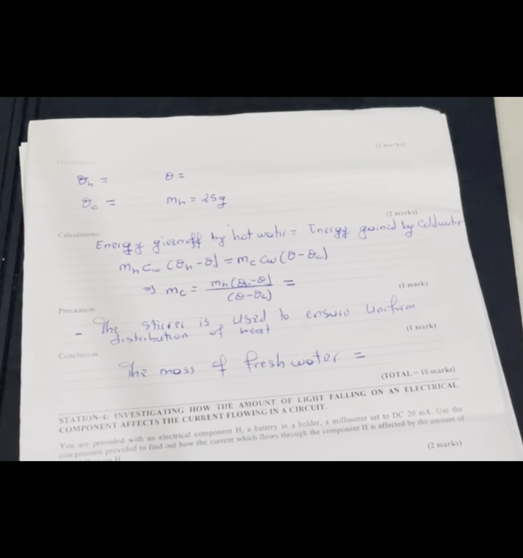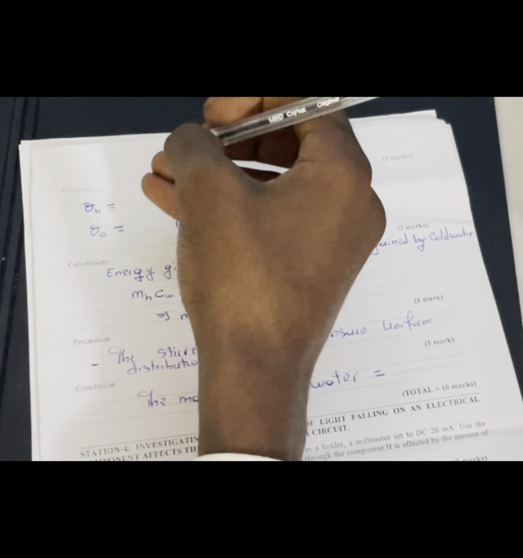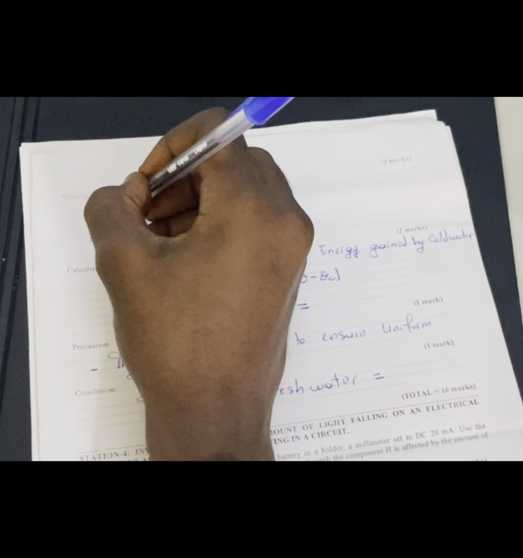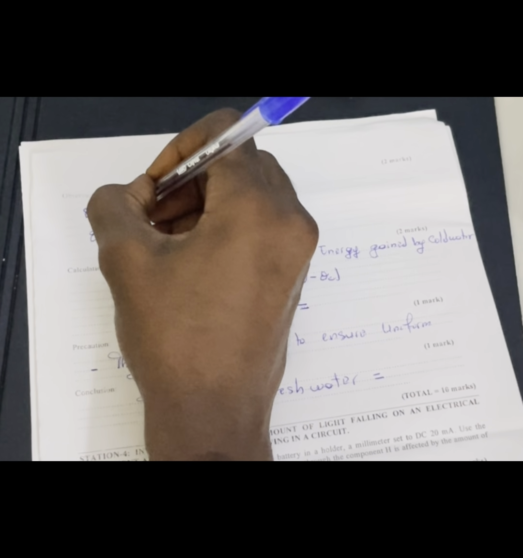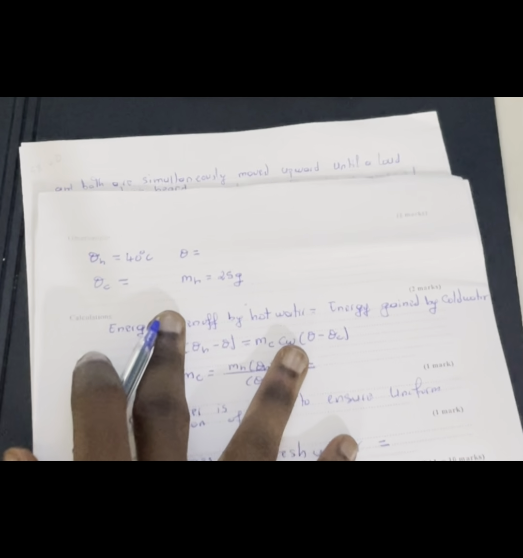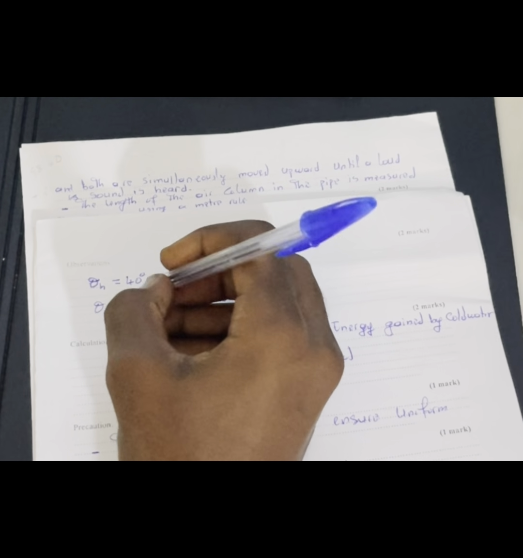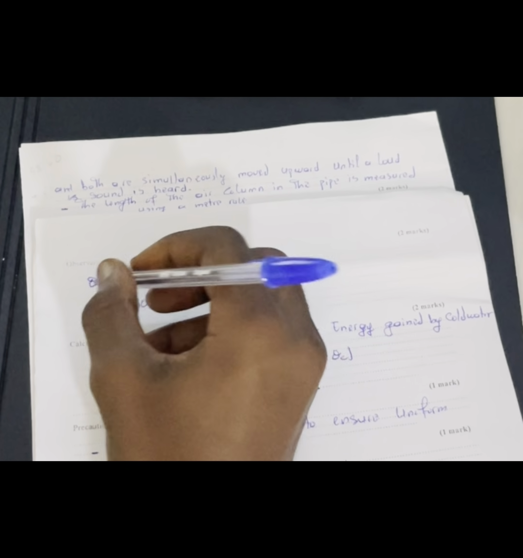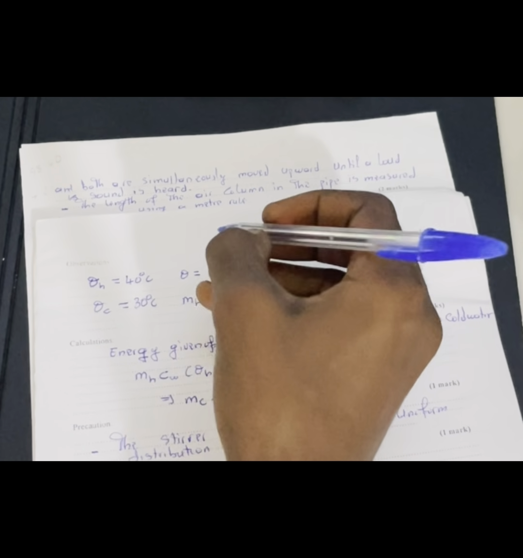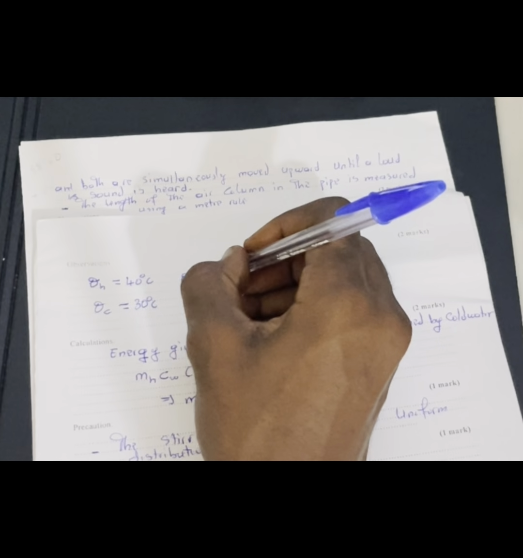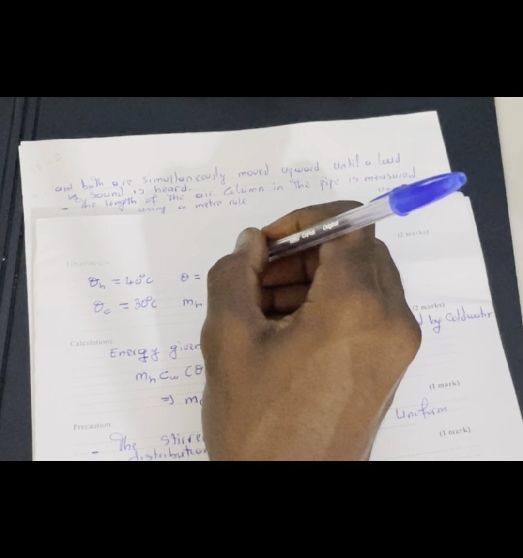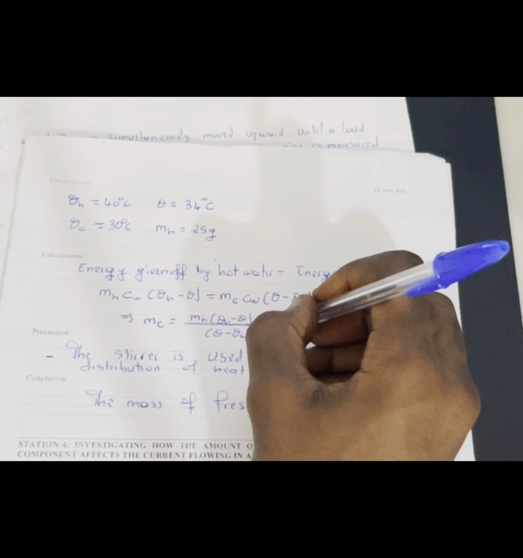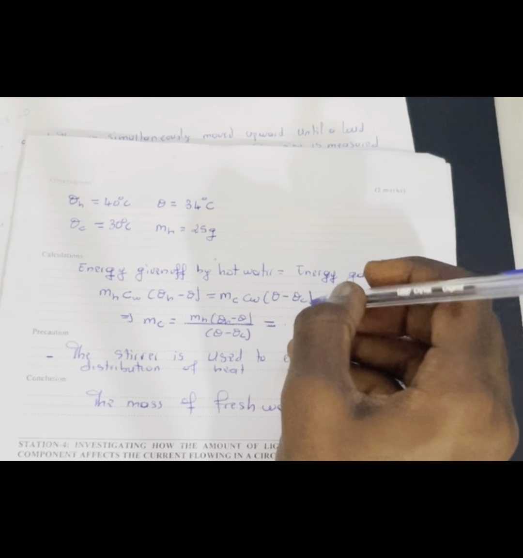Okay, so after collecting our data, we can all see that the temperature of hot water is 40 degrees Celsius. Temperature of cold water or fresh water is 30 degrees Celsius. The temperature of the mixture was 34 degrees Celsius. So that is it. So from that information, we come and replace it here.